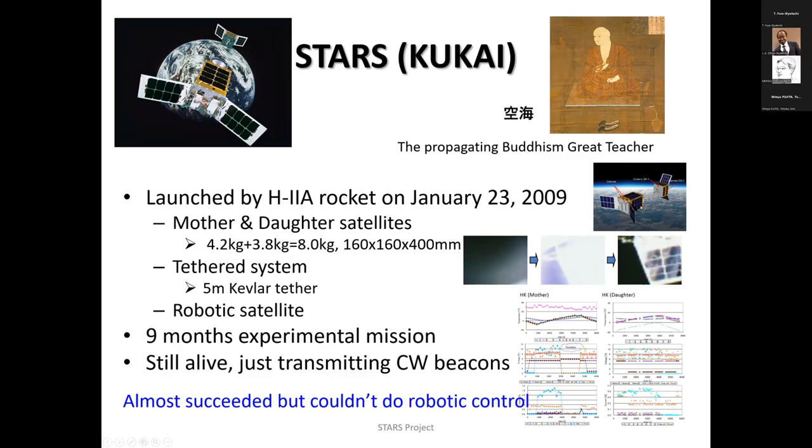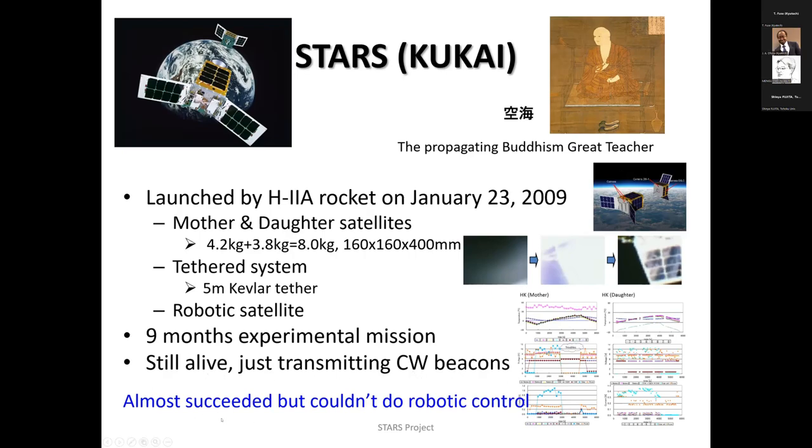But when they are separated, the daughter's camera can take a picture of the mother satellite. This is a puddle, but very white, because the sunshine is very strong. And then after that, we take a picture of the puddle, maybe clear. And the satellite is still alive now, but just transmitting CW beacons only.